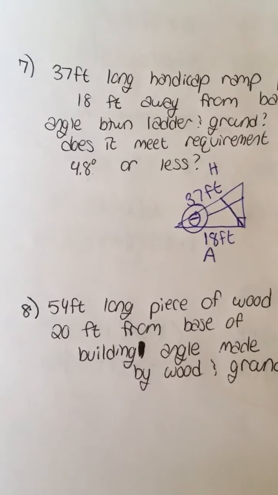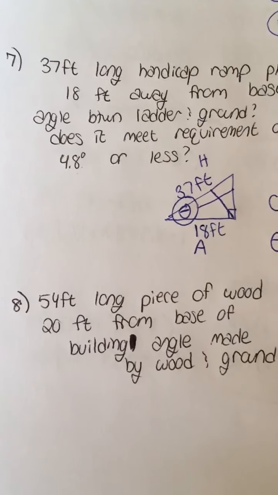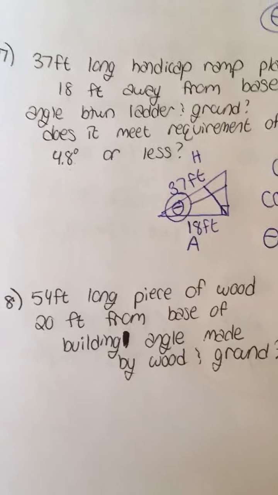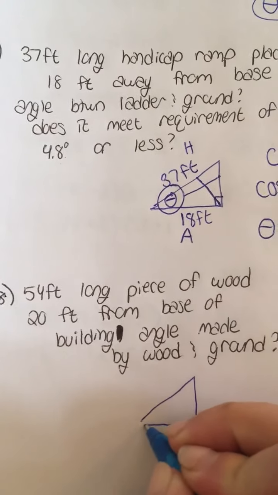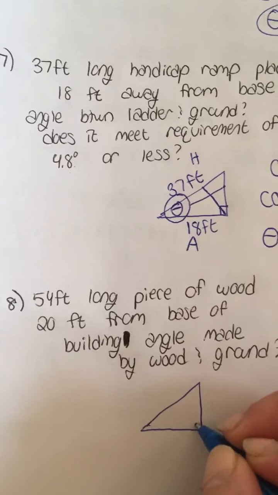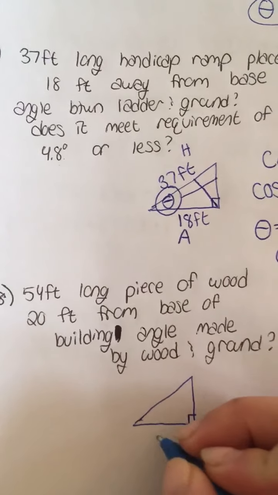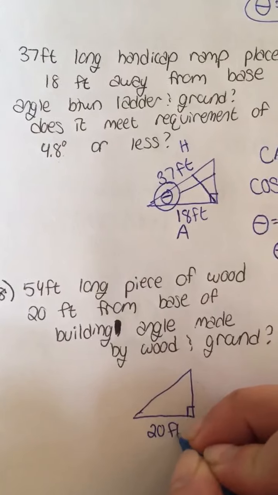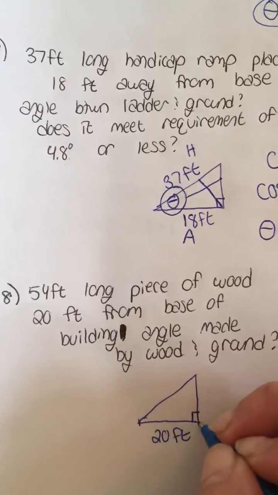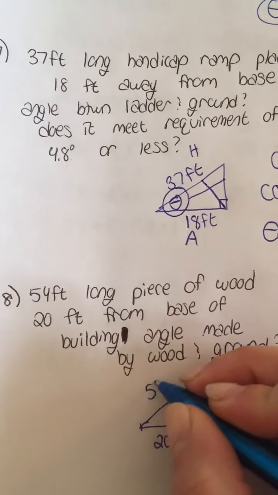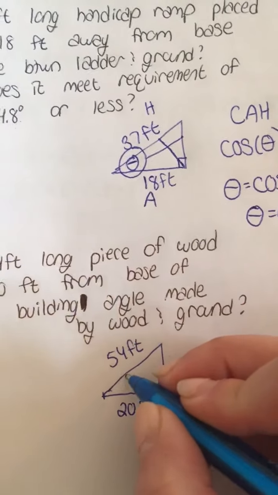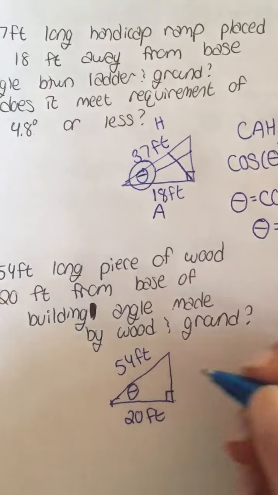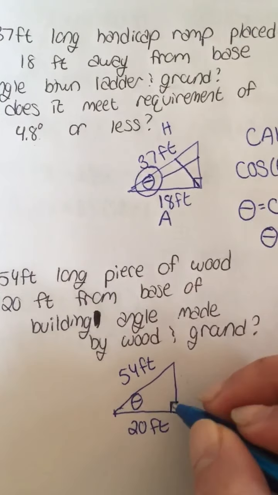Okay, and then finally, last one. So a 54-foot long piece of wood is being placed 20 feet away from the base of the building. So assume this is the building with the ground. The base is going to be 20 feet away, this distance, and then the wood itself is 54 feet long. And we want the angle made by the wood and the ground. So it would be here, wood, ground.